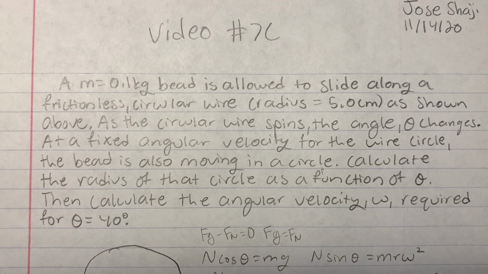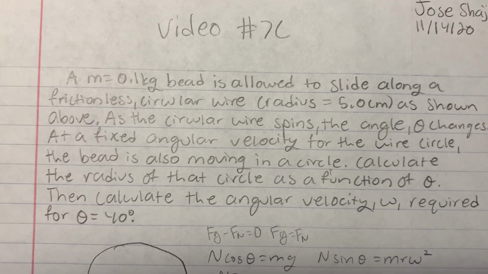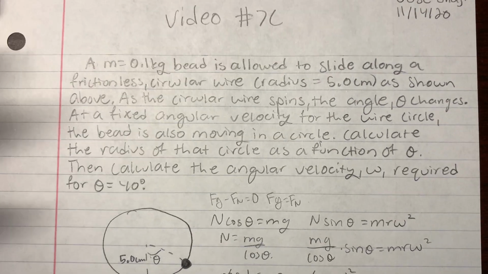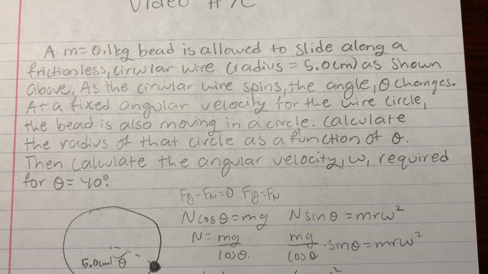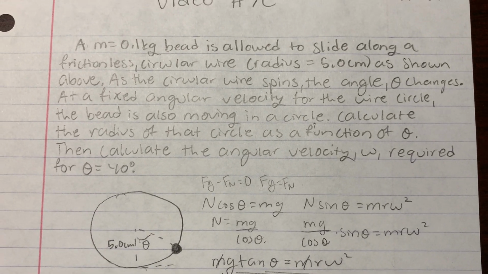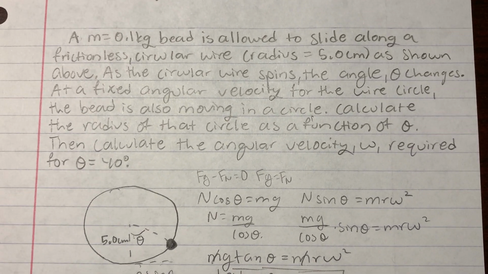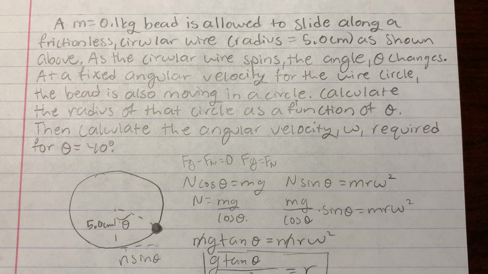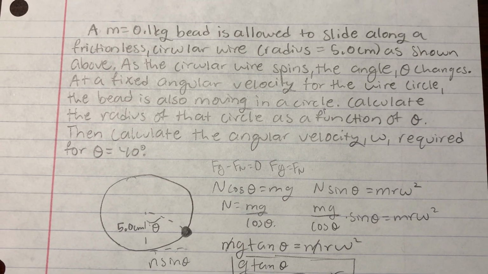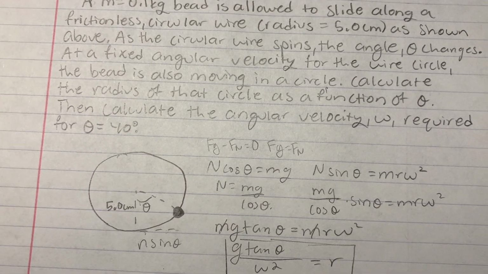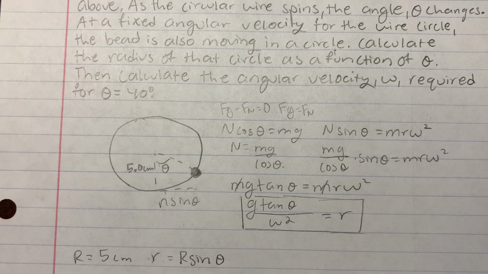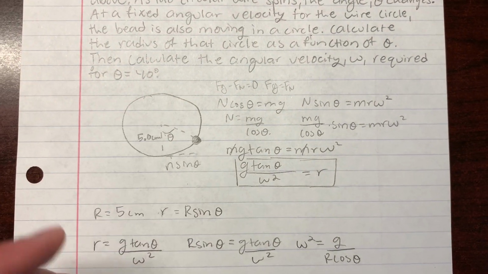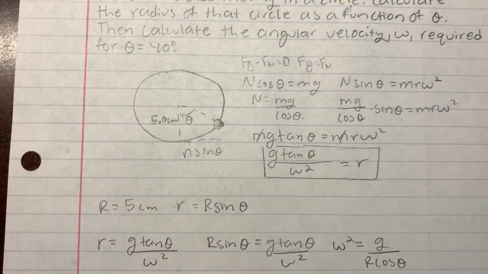A 0.1 kilogram bead is allowed to slide along a frictionless circular wire, which has a radius of 5 centimeters, as shown in the diagrams here. As the circular wire spins, the angle theta changes. At a fixed angular velocity for the wire circle, the bead is also moving in a circle. Calculate the radius of that circle as a function of theta, then calculate the angular velocity required for theta equals 40 degrees. So what the prompt is asking for is for us to calculate the radius of the circle in terms of theta. So we can do that.